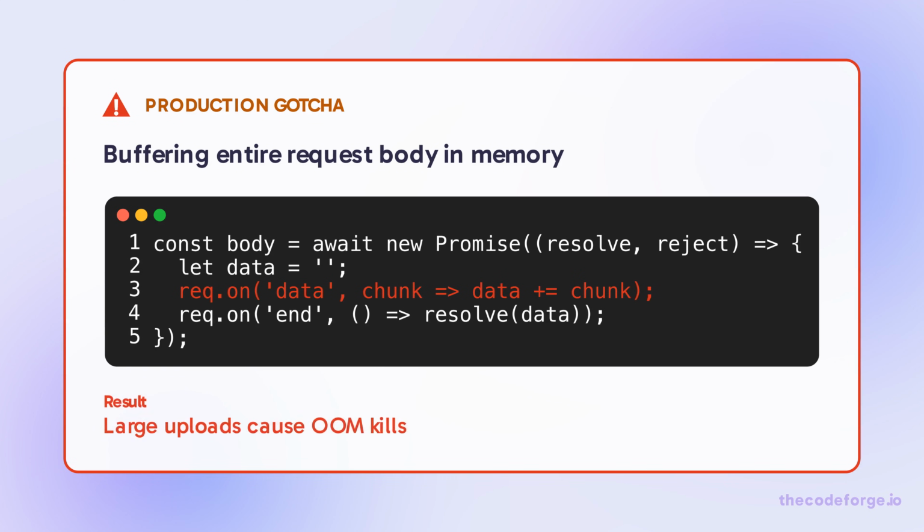This code concatenates all chunks into a single string, buffering the entire body in memory. For large uploads, this can exceed the container's memory limit and cause OOM kills. Always stream the request body to disk or simple storage service.